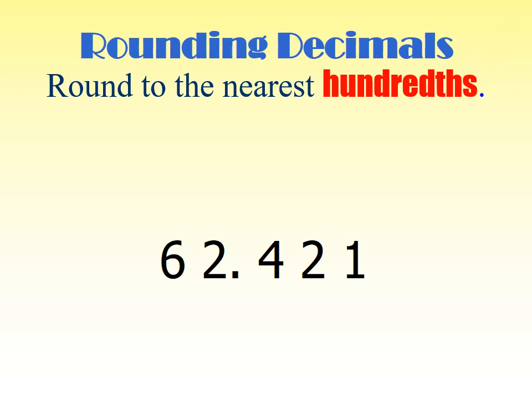In this example, we have to round to the nearest hundredths. So here's our tenths, this is our hundredths over here. Look next door, that's less than 5. So we don't add a +1 this time, we can just cross that 1 out, and we have 62.42.